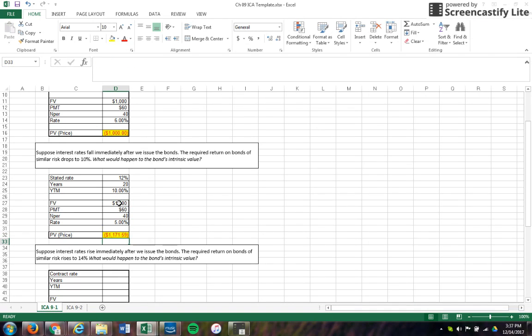Now notice what happens to the price of a bond when market rates fall, when interest rates, when yield to maturity rates fall, the market rates fall, required returns fall. When rates go down in the marketplace, the price of bonds actually goes up. So there's an inverse relationship that we see. When rates go down, prices go up. And we're going to see the other is true as well. When rates go up, prices of bonds go down.